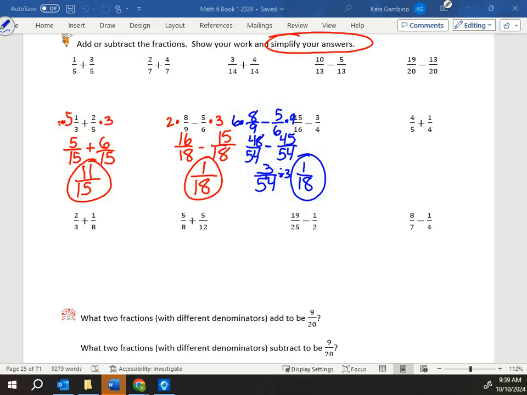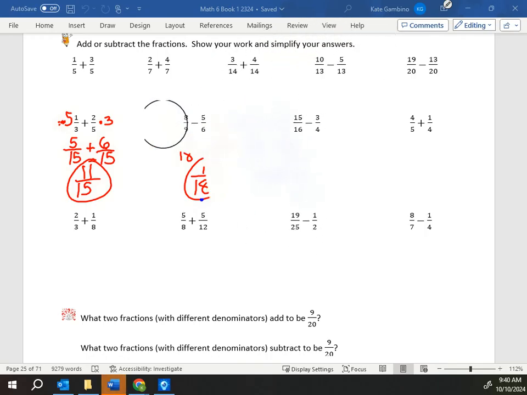Any questions on our adding and subtracting fractions? It doesn't matter which one we do, whether we're finding the least common multiple for that denominator, or we just multiply the two denominators together to get those equivalent fractions. What matters is that we simplify it down and we get the correct answer. So do the way that works for you. So let's look at the rest of our page.